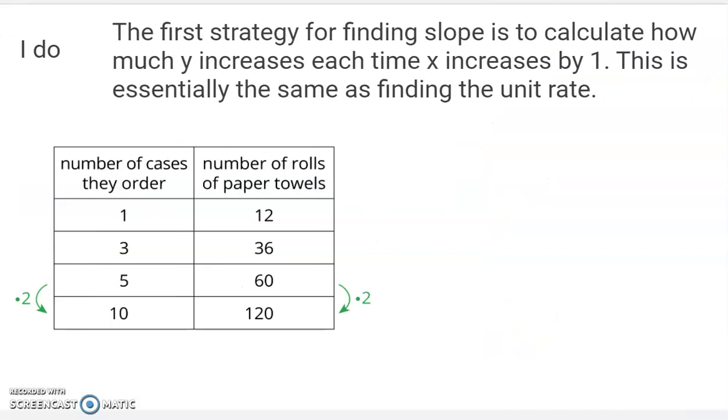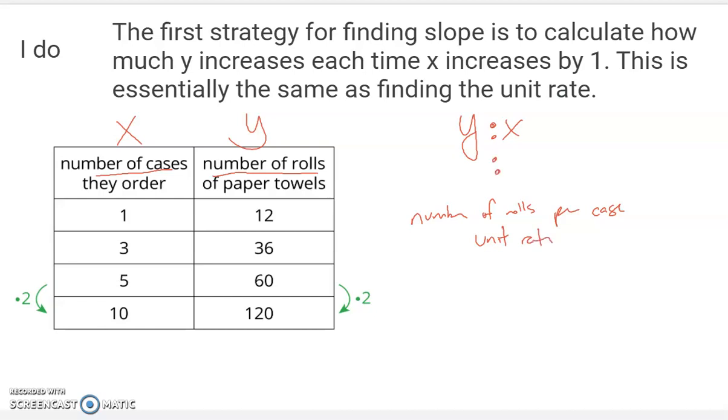Tables all work the same way. We don't see the graph, but it's the same deal. We want to know how much does y increase each time x increases by 1. So remember, x is always going to be here. Y is always going to be here. So we're looking at the number of rolls per case of paper towels, right? So that's a unit rate.